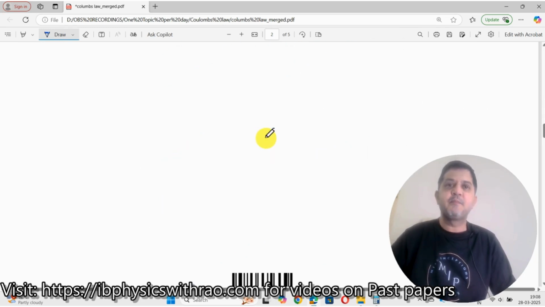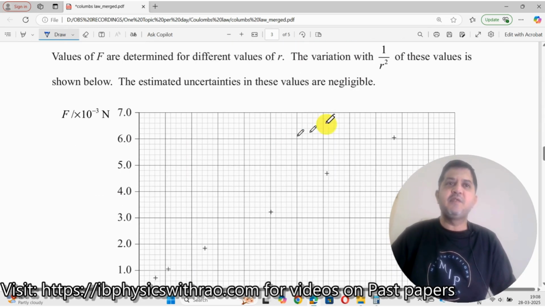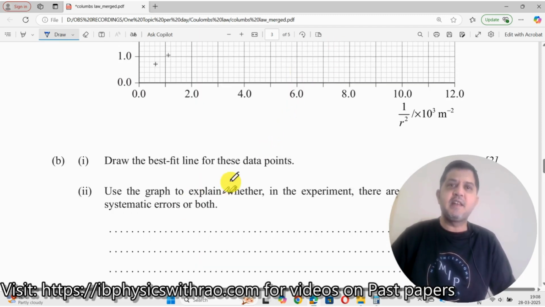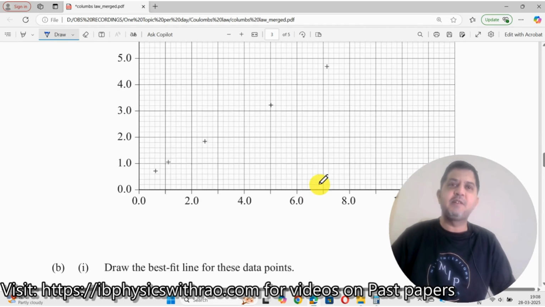Next, values of F are determined for different values of R. The variation of these values with 1 by R square is shown below. Estimated uncertainties in these values are negligible. It is shown over here like this. Then draw the best fit line for these data points. You need to draw the best fit line.